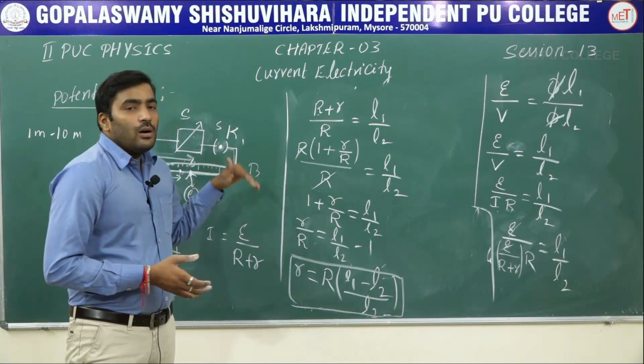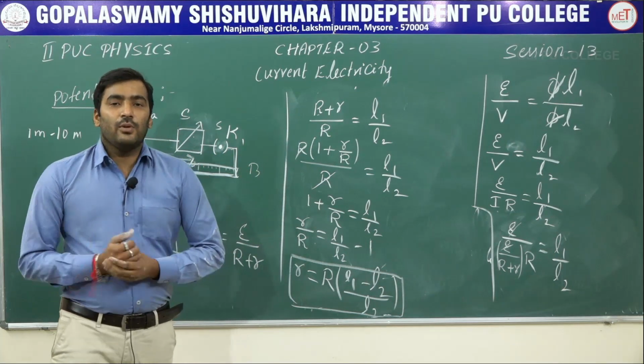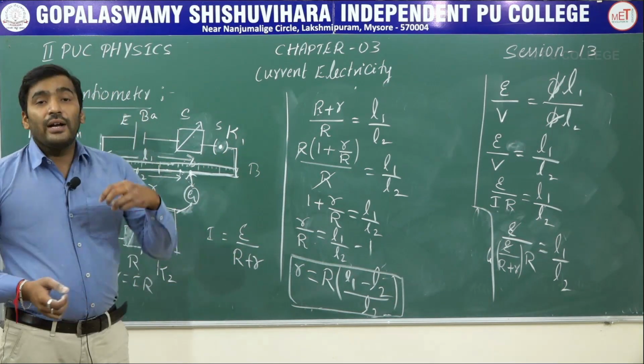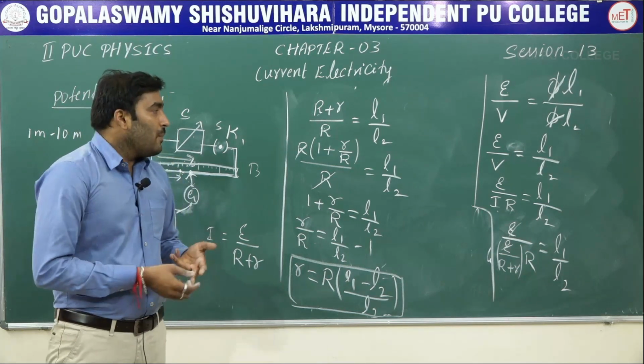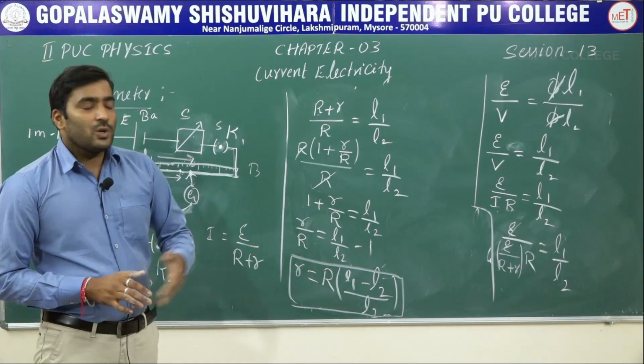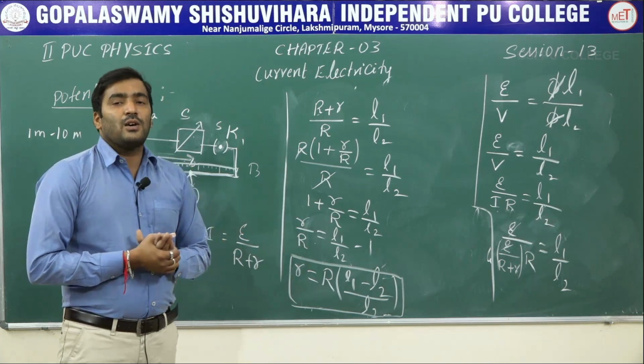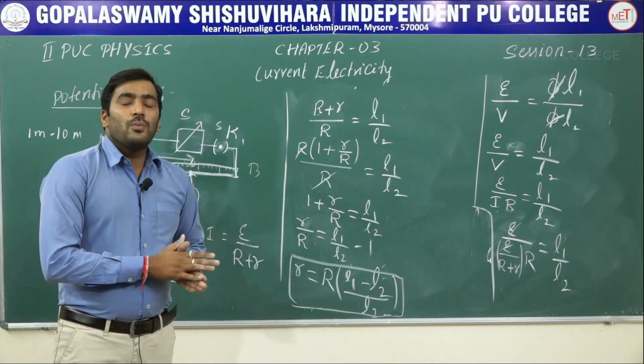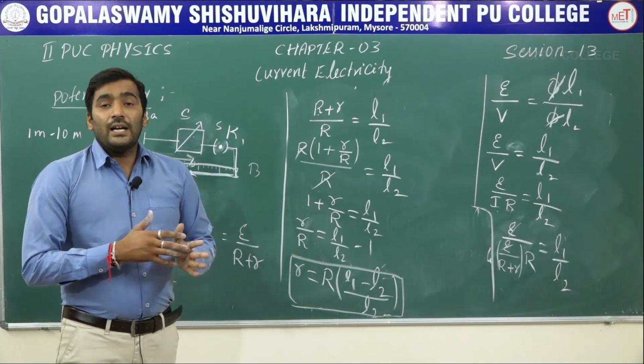And it is also a multi-purpose device. It's a versatile device because you are not only finding the potential difference, you can also compare the EMFs of two cells, as well as find the internal resistance of a cell. That is why a potentiometer is better than the voltmeter.